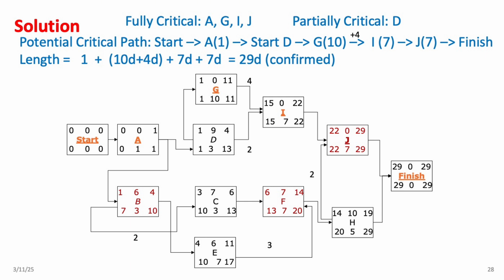1 day for activity A, 10 days for activity G, a 4-day lag from G to I, 7 days for activity I, and 7 days for activity J. That gives us a total of 29 days, which matches the project duration, confirming that this is indeed a valid critical path. Now, is this the only critical path? Yes, you won't find any other sequence of critical activities that adds up to 29 days, and that's it.